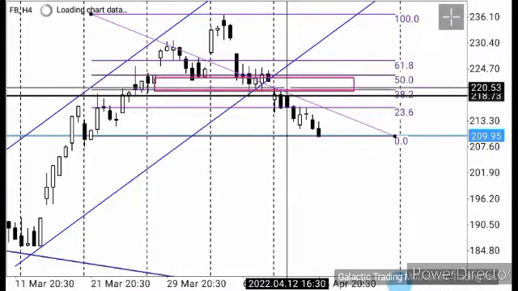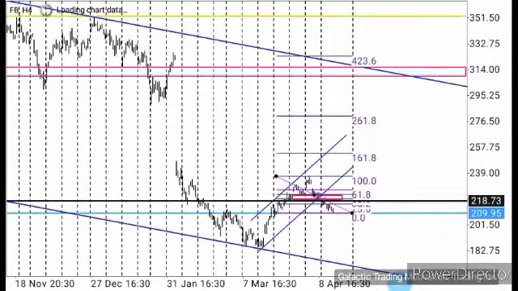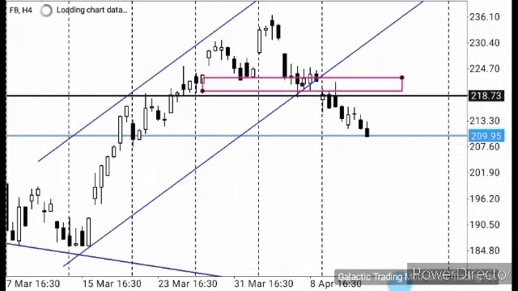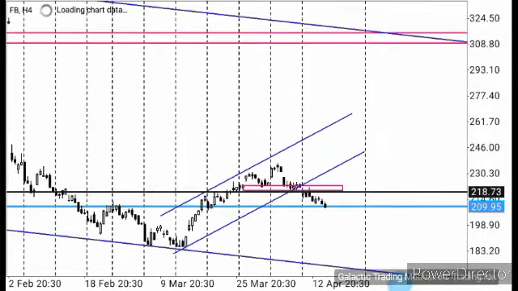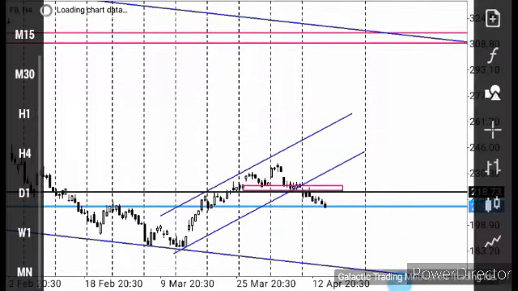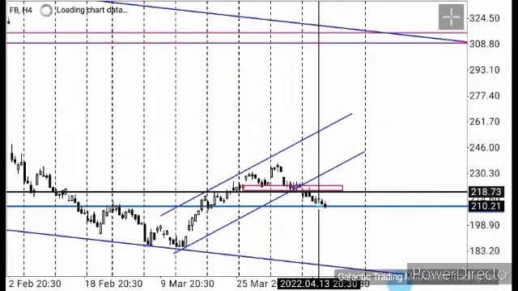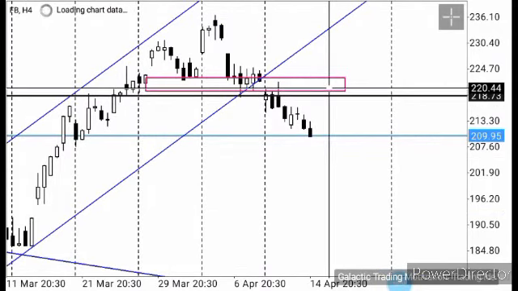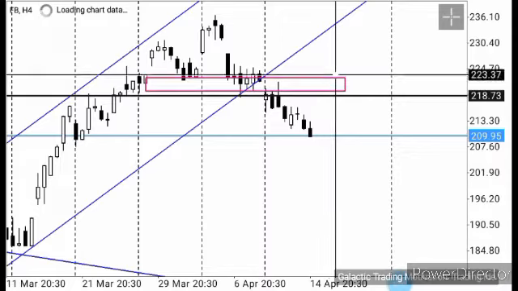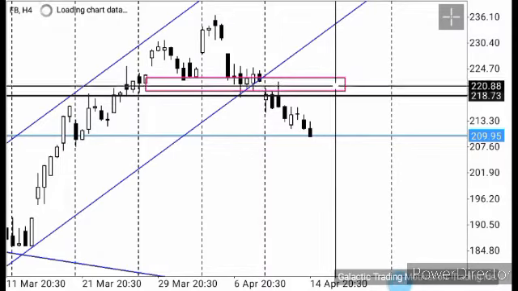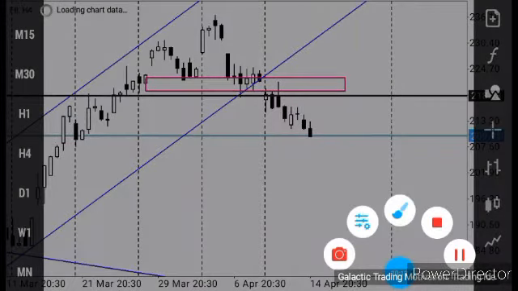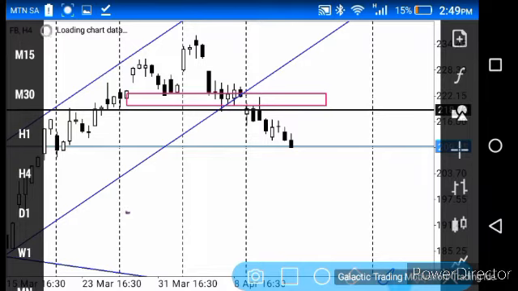So I'm just gonna delete this Fibonacci, right? As I said, guys, for now I think we just need to be patient and wait for price to retrace to this level. Once it does so, then we can look for a selling opportunity at this point. Let me do this just for illustration purposes.